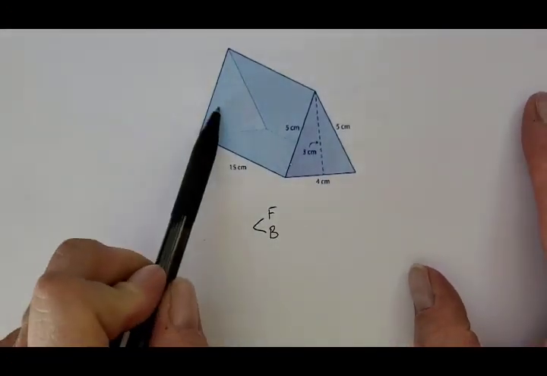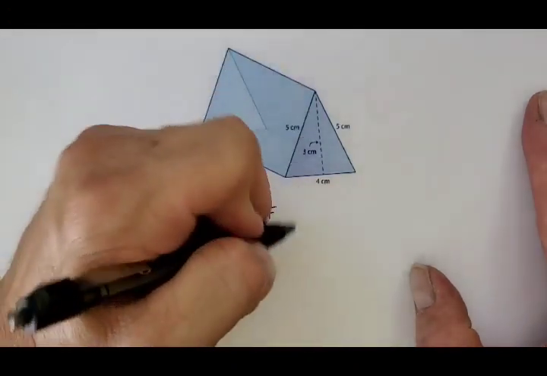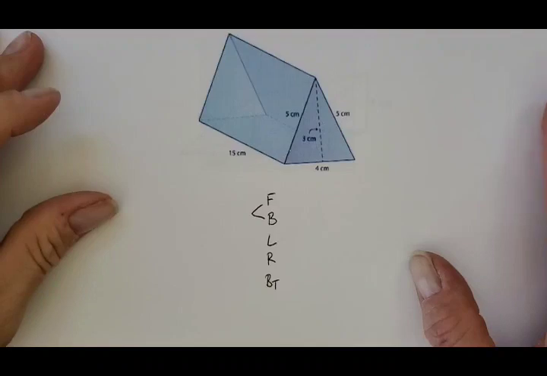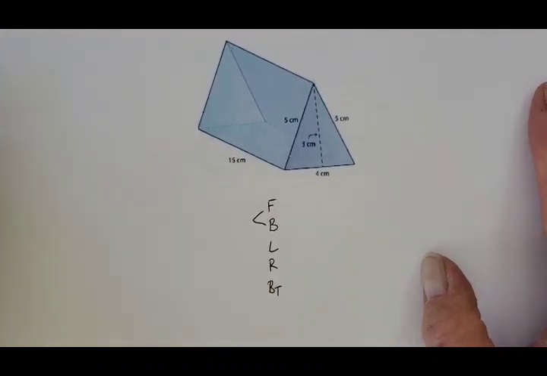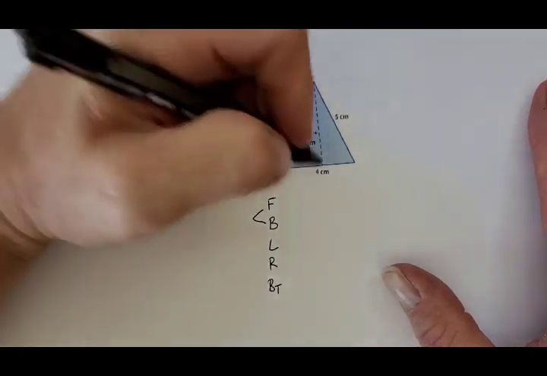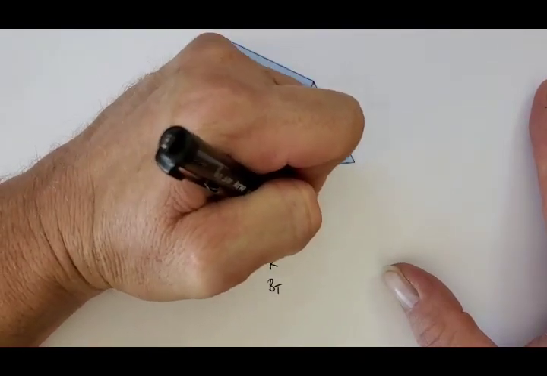And then I'm going to call this the left, this one over here the right, and then the bottom. Okay, all right. So for the front and the back, it's a triangle. So looking at the triangle, the area formula is base times height over 2.